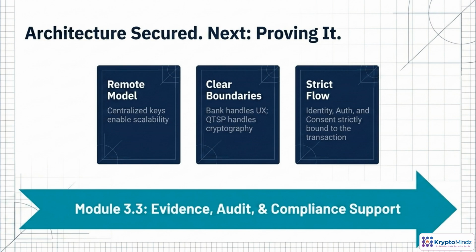You've now seen how a remote QES architecture works end-to-end with clear roles, strong user journeys, and scalable cryptography. In the next module, we'll focus on proof, how each signing step generates evidence you can structure, store, and use for audits, disputes, and long-term compliance.